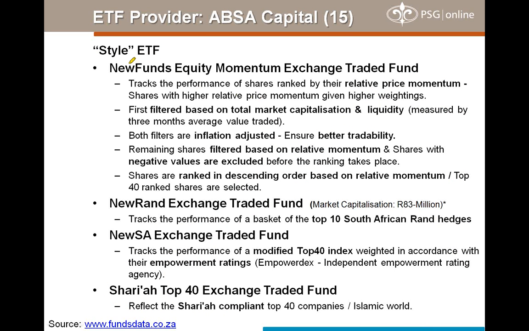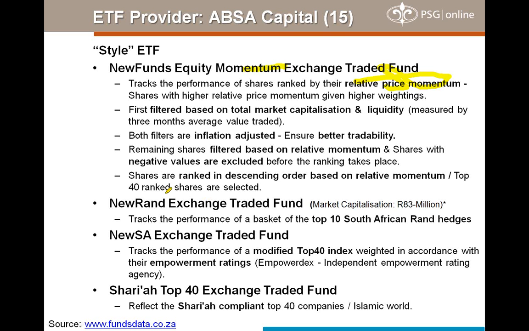Absa has a range of new funds, and in this situation we talk about the momentum ETFs. Now, what's the idea here? It's a process where they filter, looking for the shares that are going to go into this fund. They use what they call relative price momentum, and obviously they're given different weightings. It's then filtered further by market capitalization and liquidity, then inflation adjusted, and filtered again based on relative momentum. Then the shares are ranked in descending order, and they choose the top 40 stocks from that.